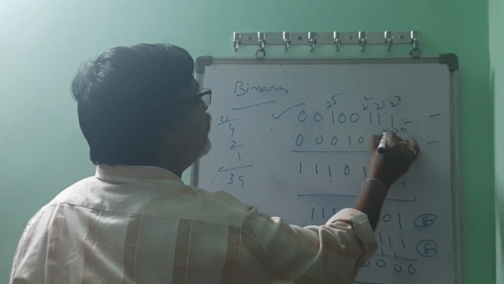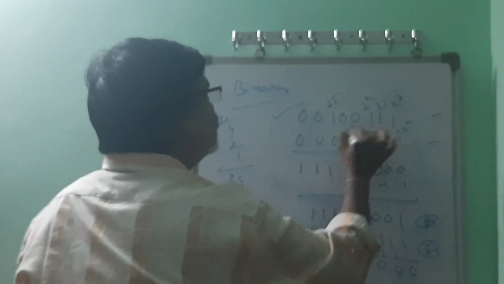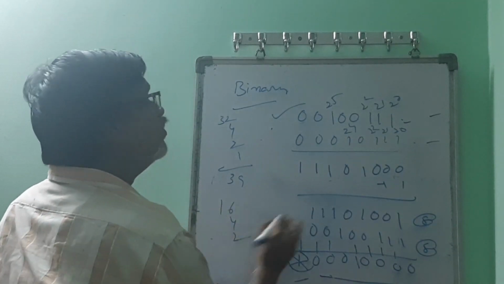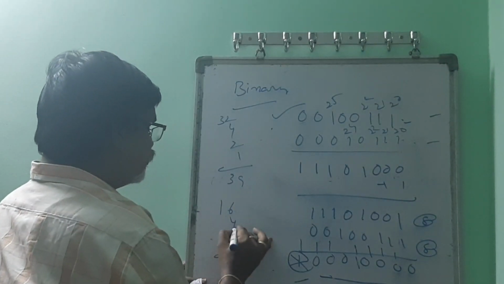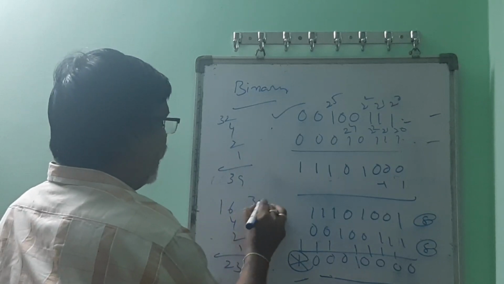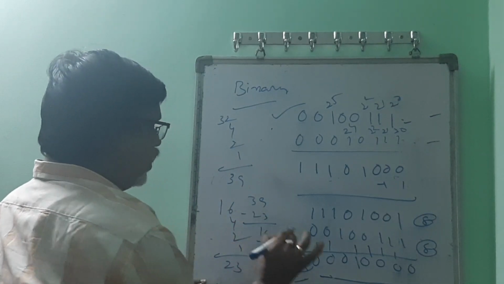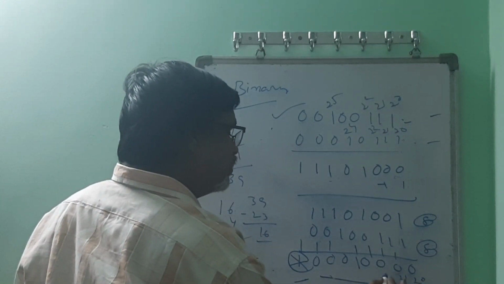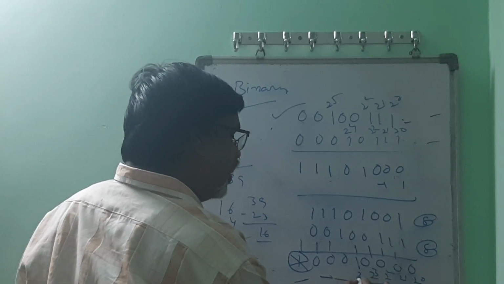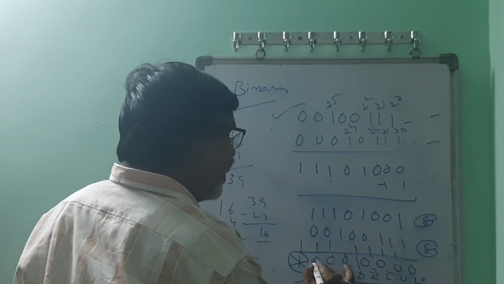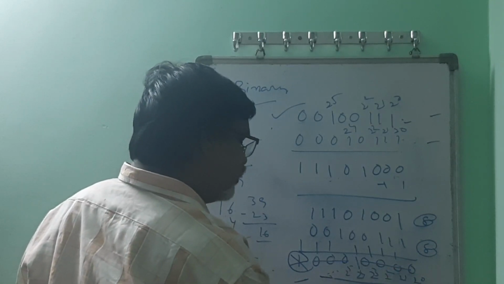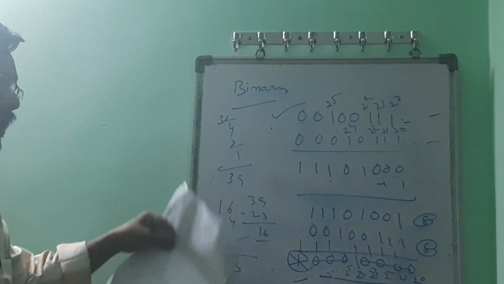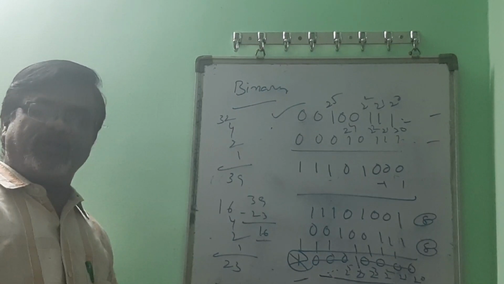And this is 2 power 0, 2 power 1, 2 power 2 and 2 power 4. This is 16, 4, 2, 2 power 0 into 1 is 1. So 20, 23. So 39 minus 23, we should get a positive 16. So here it is, this is 2 power 0, 2 power 1, 2 power 2, 2 power 3 and 2 power 4, 2 power 5 and so on. All are zeros, so don't bother. Only this 1 into 2 power 4 is equal to 16. So this is the result. This is how you can cross check whether this calculation is right or wrong.